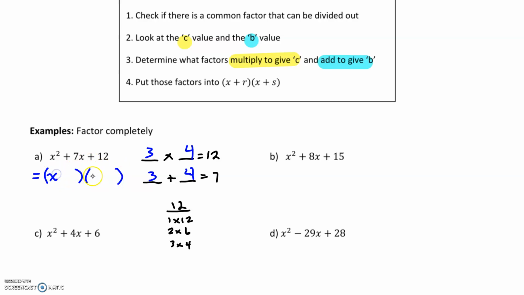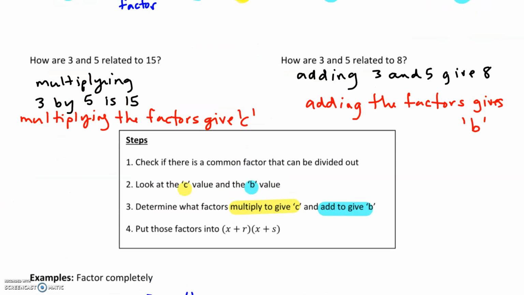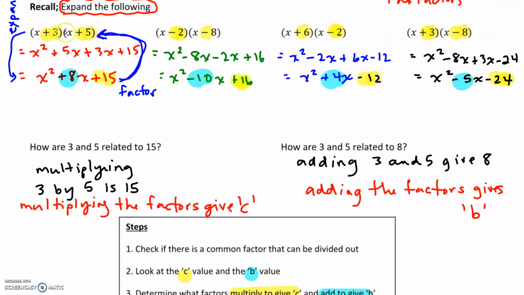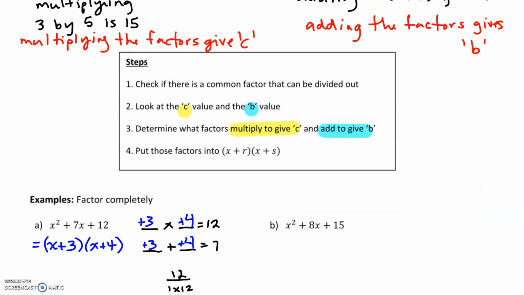So we know x always goes in the front, and 3 is one factor, 4 is the other factor. And then we need to look at the signs. If my question has a positive b value and a positive c value, these need to both be positive. That's because +3 times +4 gives a 12, and +3 plus +4 gives +7. And we're done. And you can check this by expanding, just like we did up here. You could expand and see if you get the same trinomial.